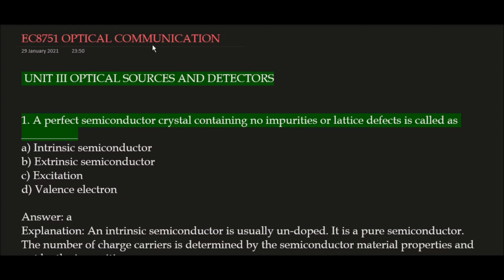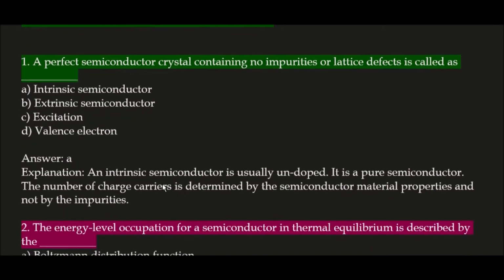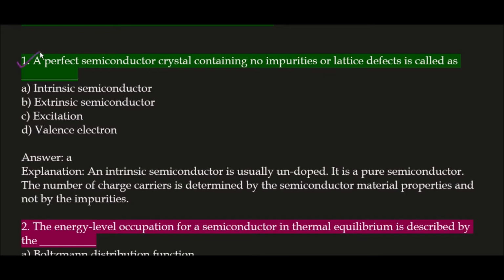In today's session, we will cover EC8751 Optical Communication, Unit 3, Optical Sources and Detectors, multiple choice questions and answers for your upcoming examination. Let's begin the session. First question: a perfect semiconductor crystal containing no impurities or lattice defects is called as. Here, the correct answer is option A, intrinsic semiconductor.